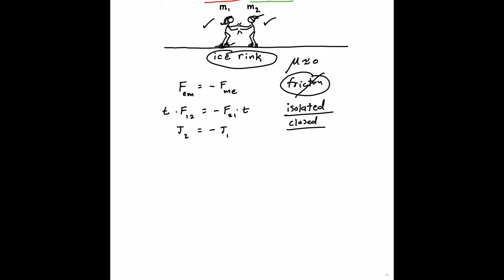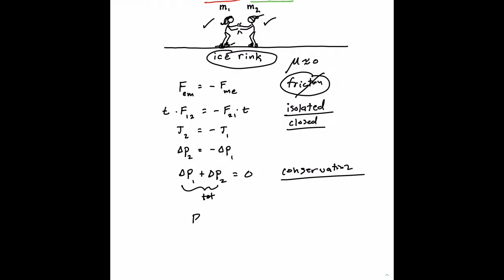Impulse is also change in momentum, so the change in momentum for object 2 is equal and opposite to the change in momentum for object number 1, which means if I add the change in momentum for object 1 to both sides of the equation, we can say the total change in momentum is equal to 0. And that's what we mean when we talk about the law of conservation of momentum.